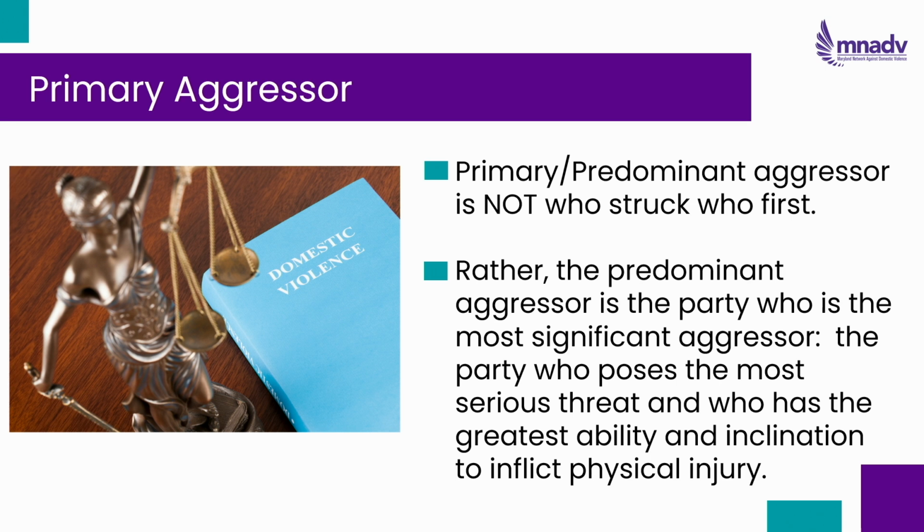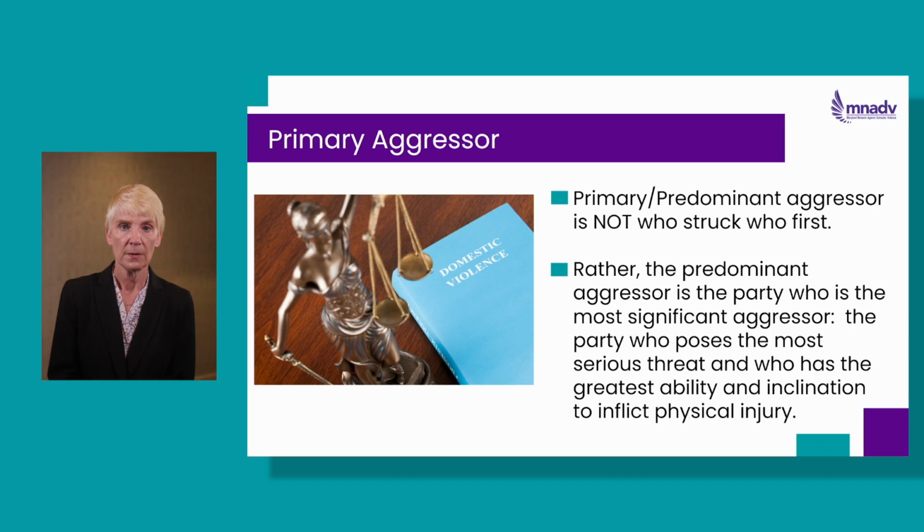For example, if we have an abuser with a history of violence who backs the victim into a corner, and the victim fears that they're about to be struck by the abuser, and so they push the abuser away, is the victim the primary aggressor? The victim made the first physical contact, but does it sound like they were acting in self-defense? That they feared an immediate offensive physical contact and used no more force than what was reasonably necessary?